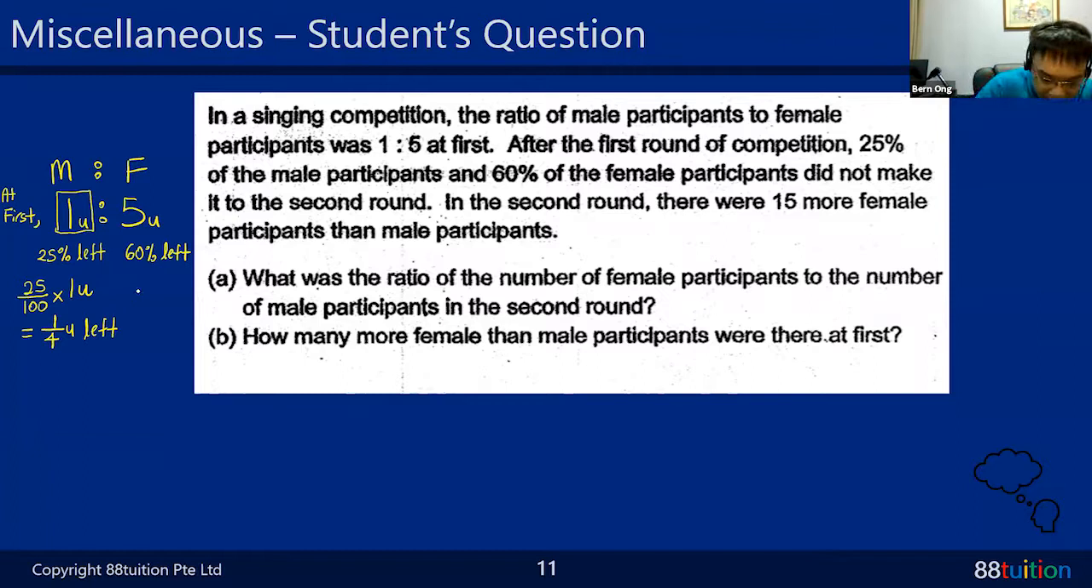60% of the female left. 60% means what? 60% means 60 over 100 times the what? The total female. Female is what? Total female is 5 unit. 5 unit down here. So you can do this.